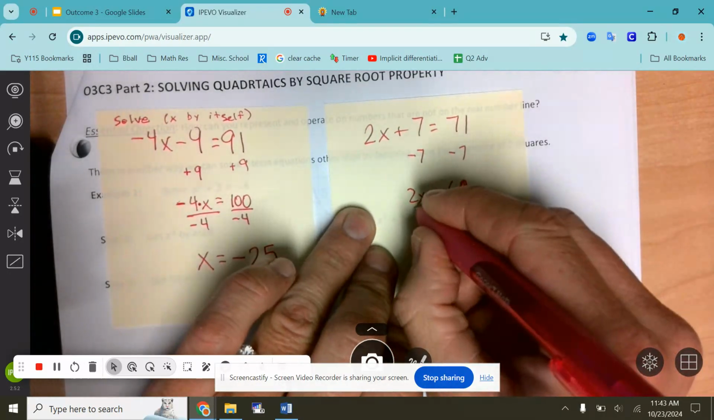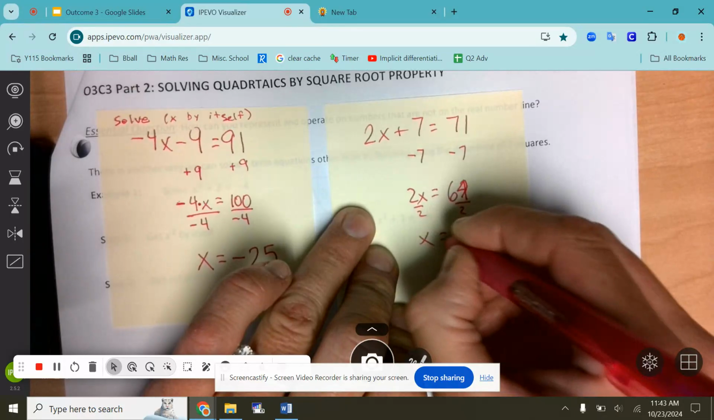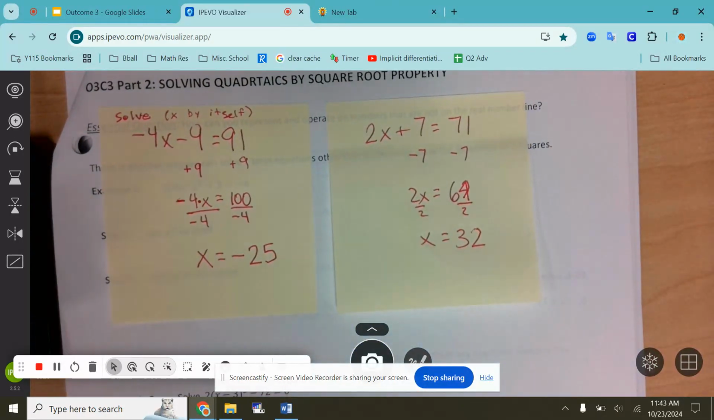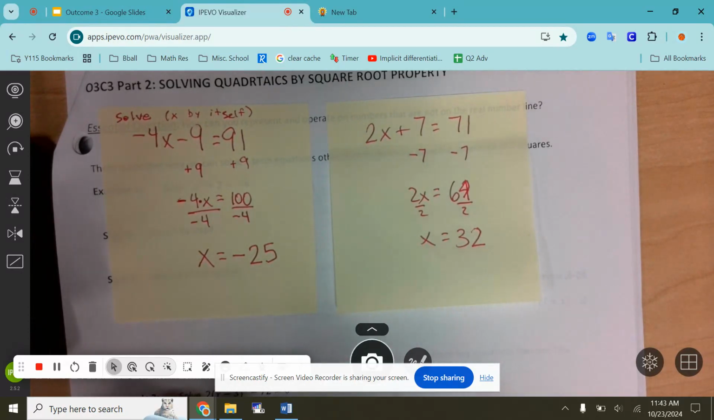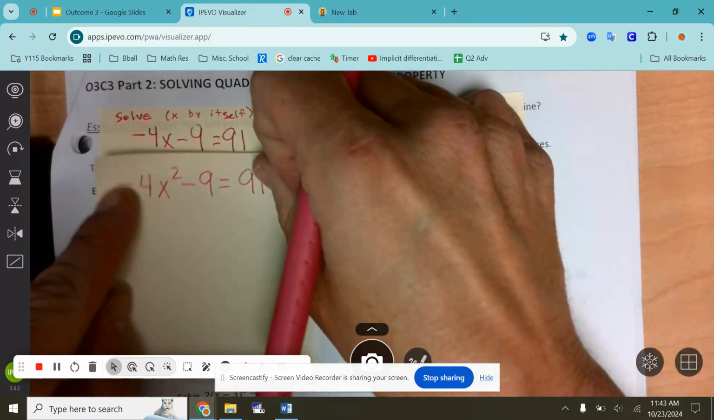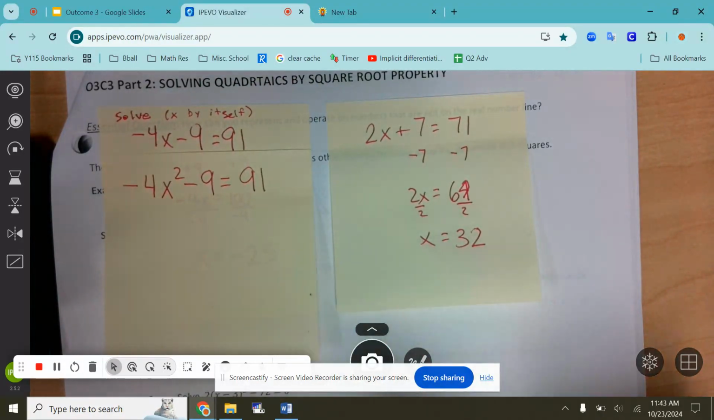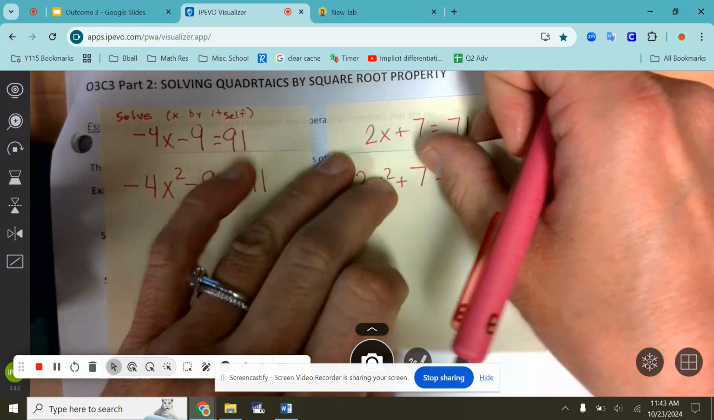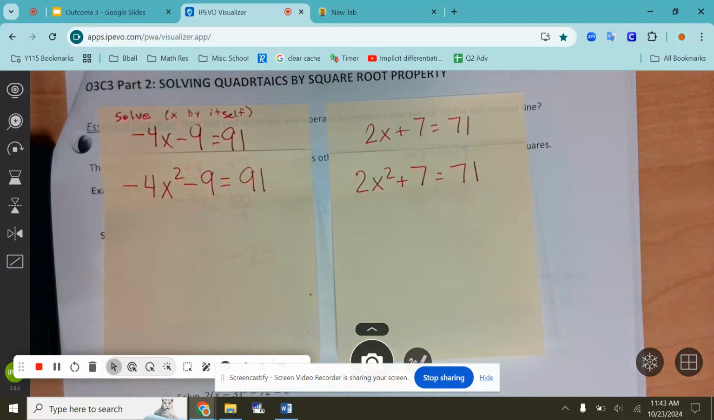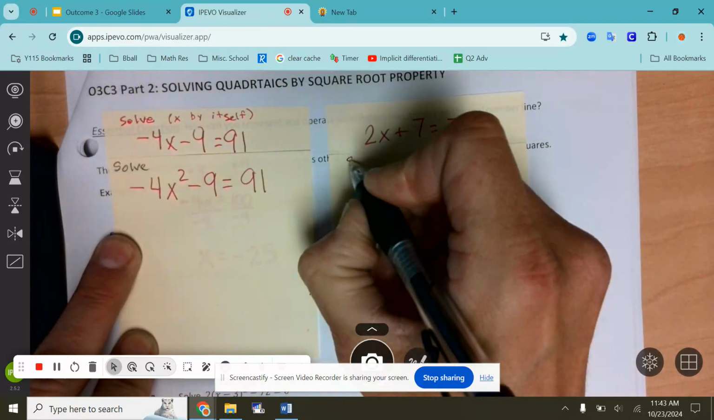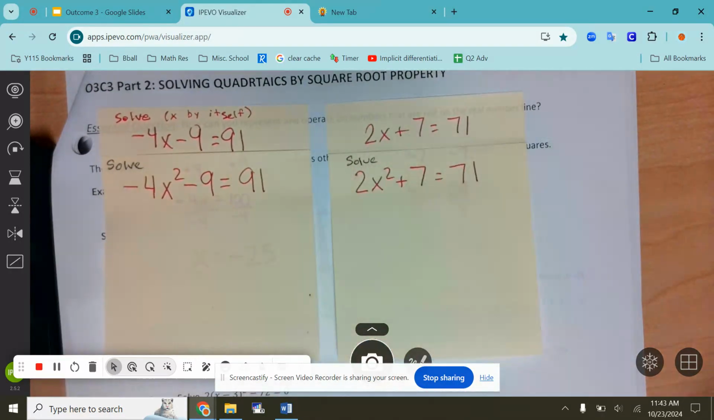Alright, the answer for this one should have been 32. Now here's what I would like you to do. I would like to make the slightest change. Okay, look at the new example that I just gave you. Directions are going to be exactly the same. The directions are still going to be to solve. But the first thing I want you to notice is what is different about it. What is different about these two examples compared to the first one?